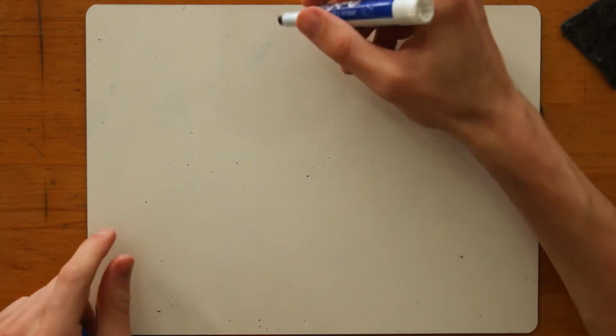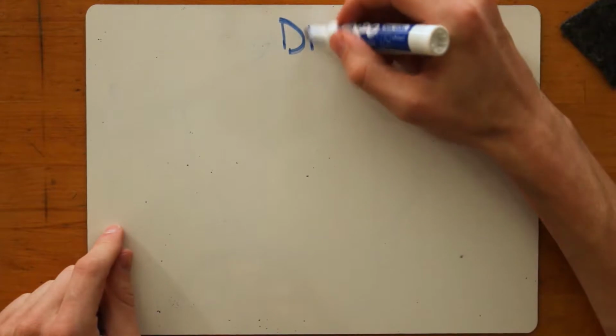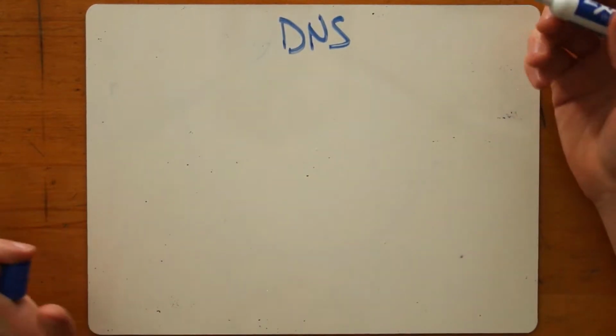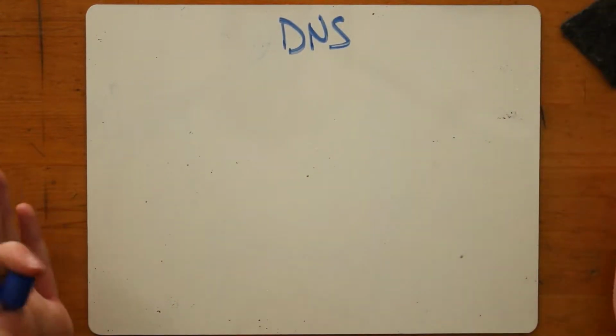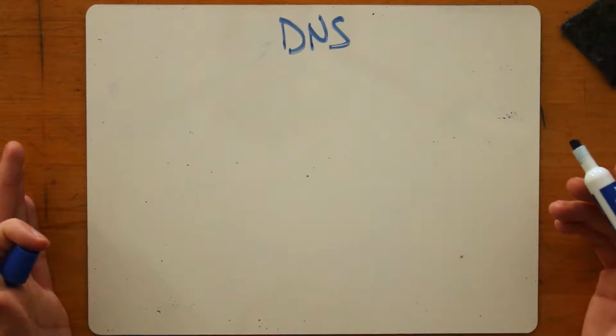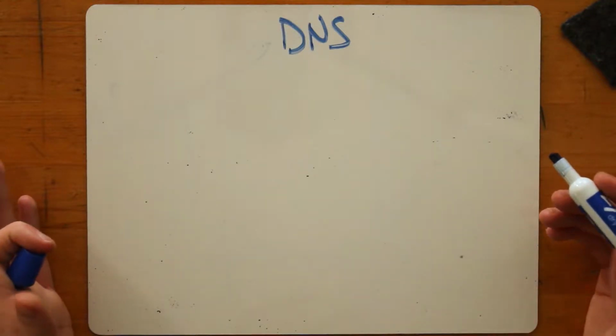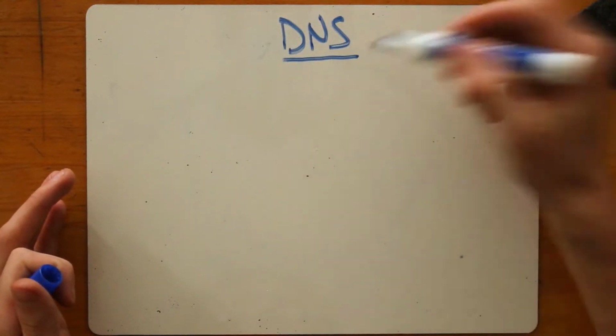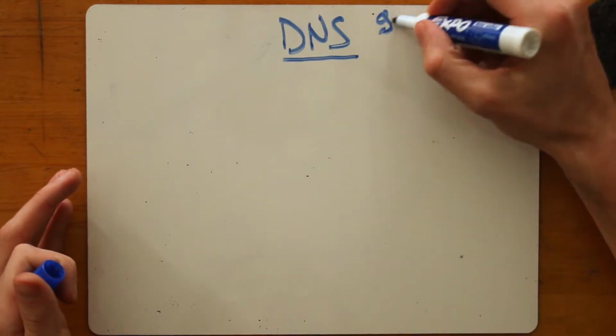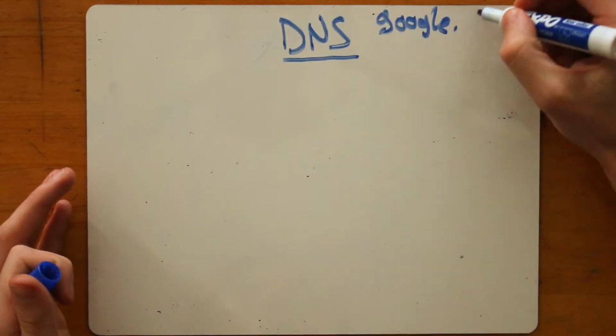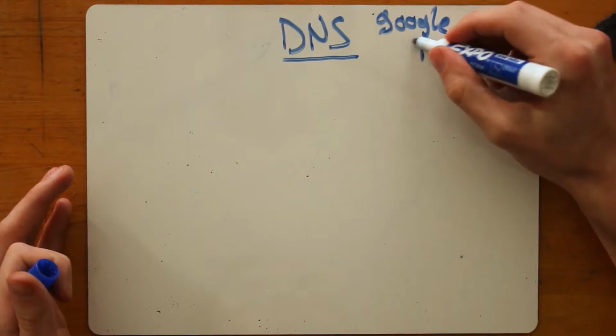Okay, welcome back. So in the last video, we resolved a DNS request, which helped us in our quest to answer the overall question, what happens when I type www.google.com into my browser's URL bar? DNS is the part of this that maps google.com to an IP address.